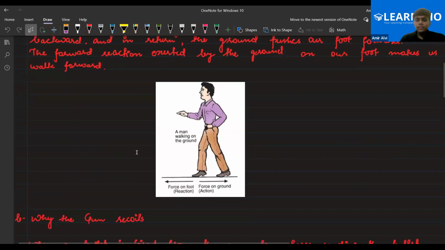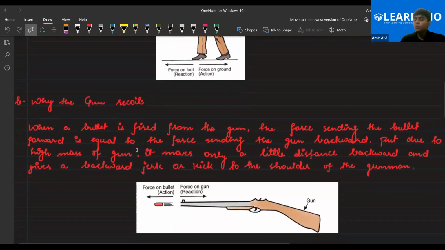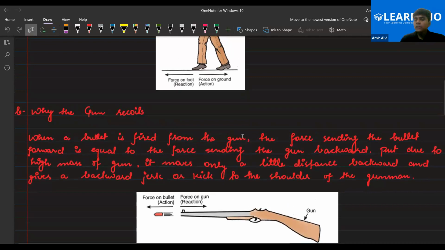Okay. Next is why a gun recoils. A simple example: the reason is the equal and opposite reaction. When the bullet is fired from the gun, the force sending the bullet forward is equal to the force sending the gun in the backward direction.